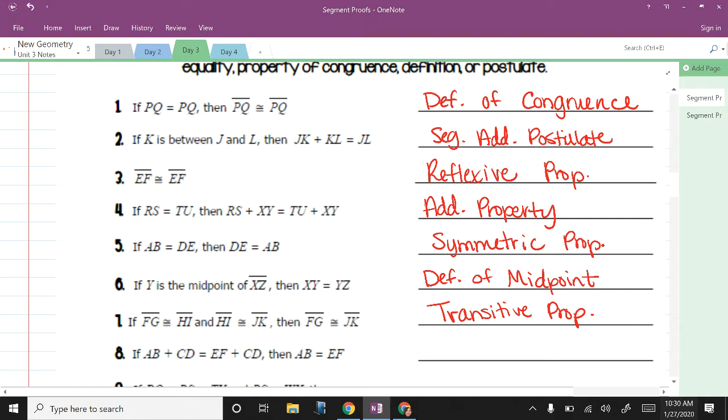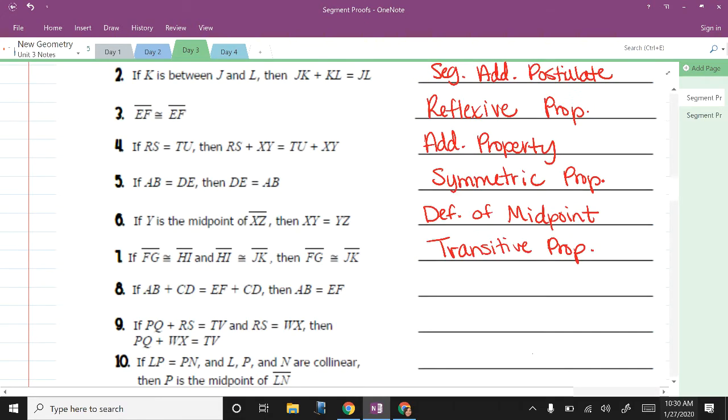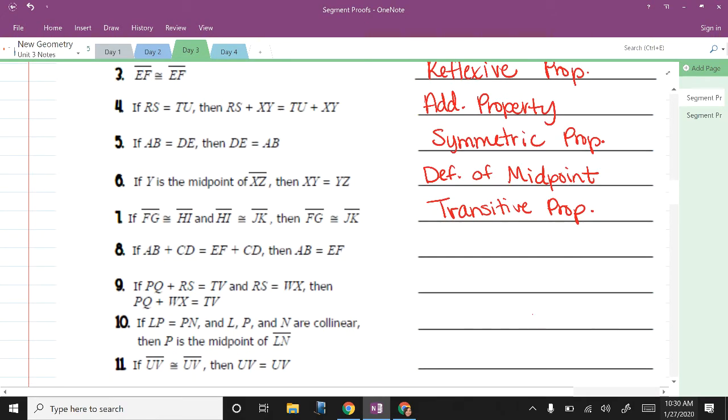We doing okay with these? Because I'm serious, this is what's on our quiz Wednesday, stuff like this. Number 8: if the length of AB plus the length of CD equals the length of EF plus the length of CD, then AB equals EF. Well, how did I get from this to this?